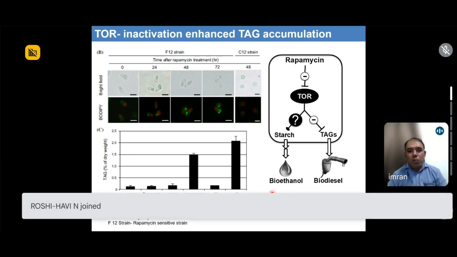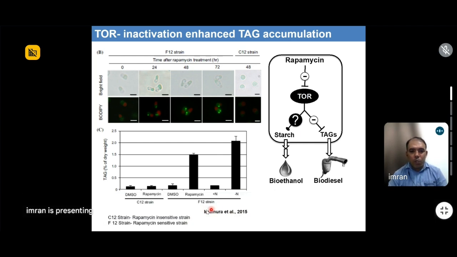In 2015, my postdoc mentor, Professor Sausuke Yamamura, published a paper mentioning that when you add rapamycin to this SF12 strain, the strain accumulates a very high amount of triacylglycerol. It is almost comparable to the nitrogen starvation condition, and this triacylglycerol can be easily converted into biodiesel.